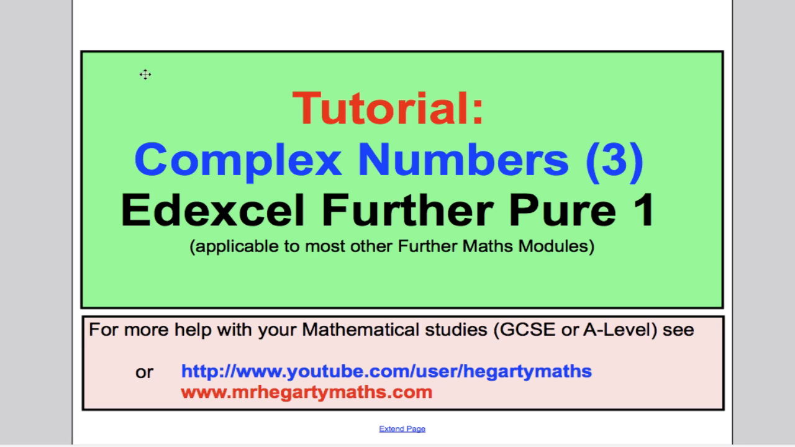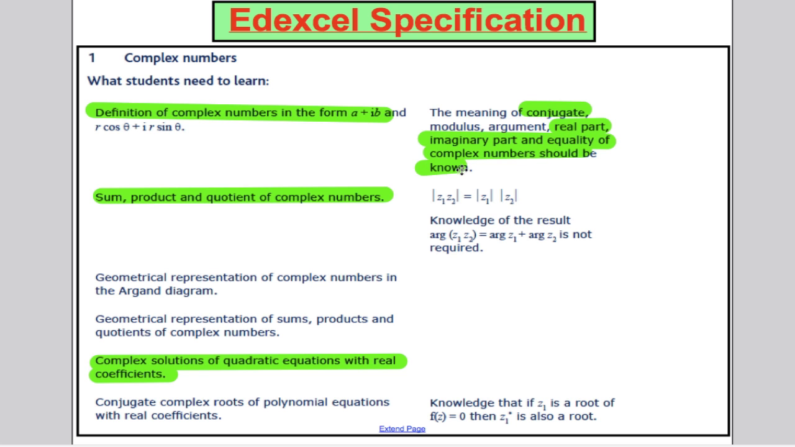Okay, let's have a look at what Edexcel says we need to know. Everything in green is what I say we have done so far. We've talked about what complex numbers are, we've talked about real and imaginary parts, we've added, subtracted, multiplied and divided complex numbers, and we've even looked at how complex numbers arose from quadratic equations, and that's where we're going to start this tutorial. But mainly we're going to focus on conjugate complex roots with real coefficients, and we're going to use the knowledge that if z1 is a root of a polynomial, then its complex conjugate is also a root.